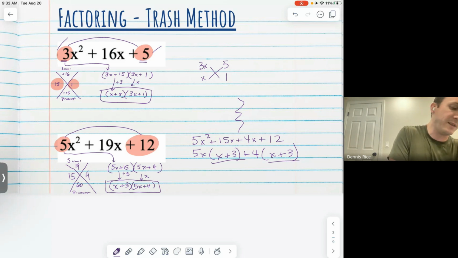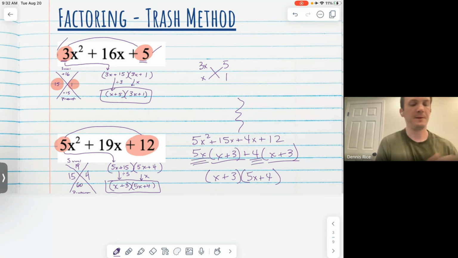You then pull out that binomial. So I'm factoring out an x plus 3, and in your second binomial go the leftovers, the 5x and the 4, what was left behind when you pulled that out.